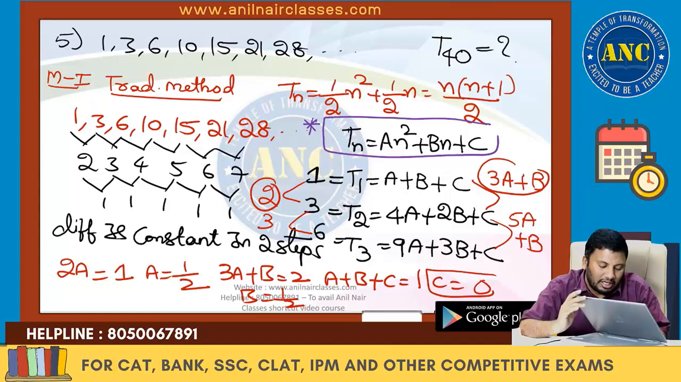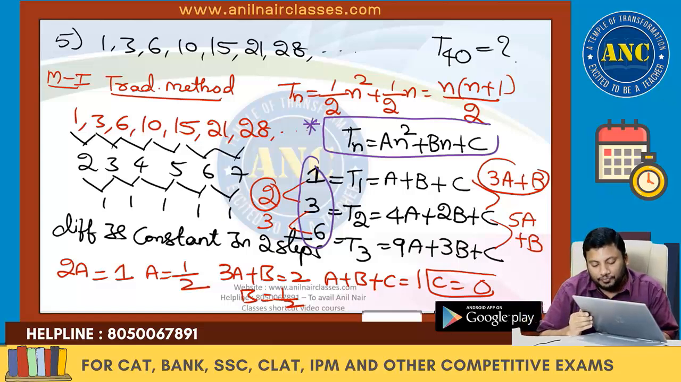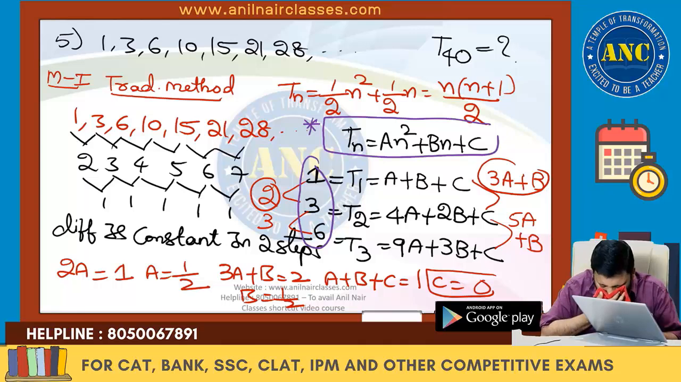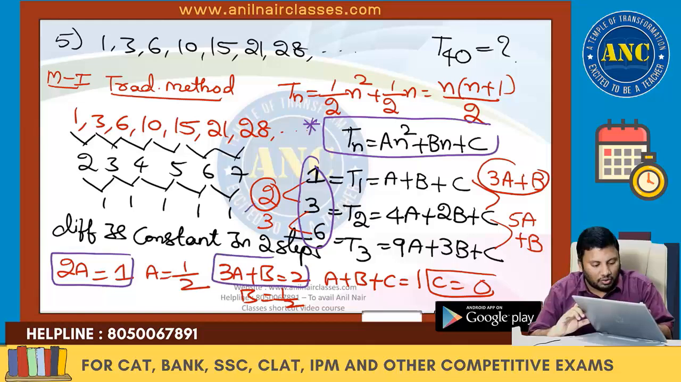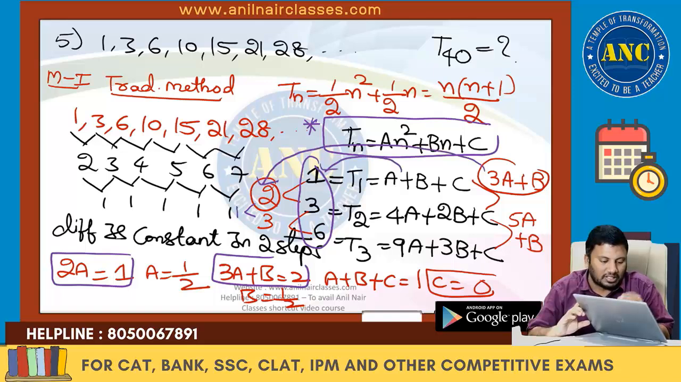N value 1, T1, T2, T3: 1, 3 and 6. 4a minus a is 3a, 2b minus b is b, 5a plus b. So subtracting horizontally, I am doing subtraction, sir. 3 minus 1 is 2, 6 minus 3 is 3. 5a minus 3a is 2a. 2a is 1. 3a plus b is 2. What is 2a? 2a is the subtraction. 3a plus b is this value. A plus b plus c is this value.